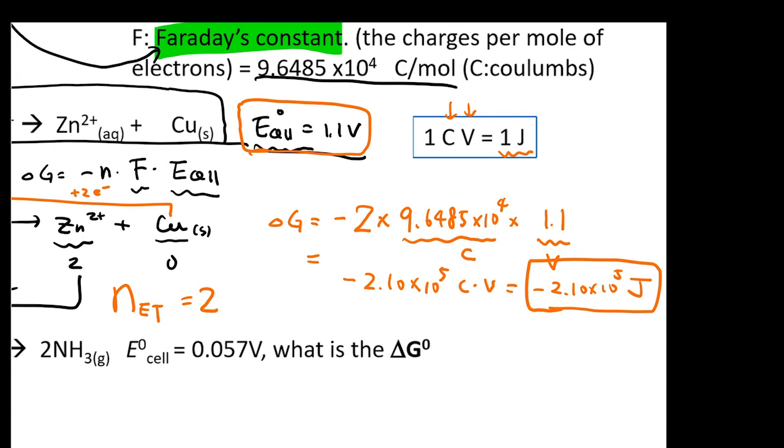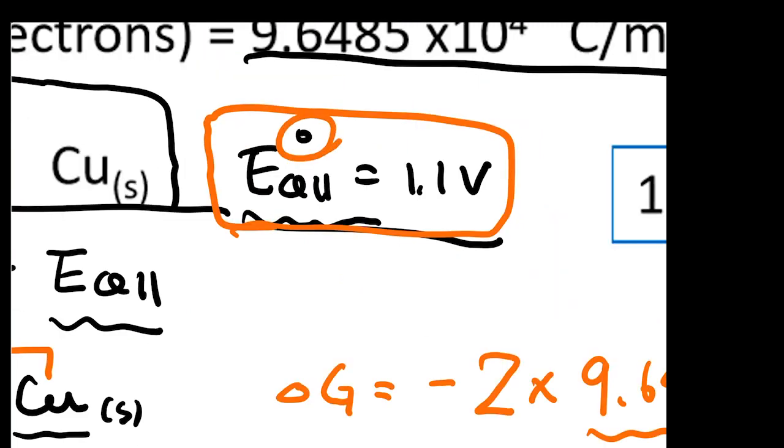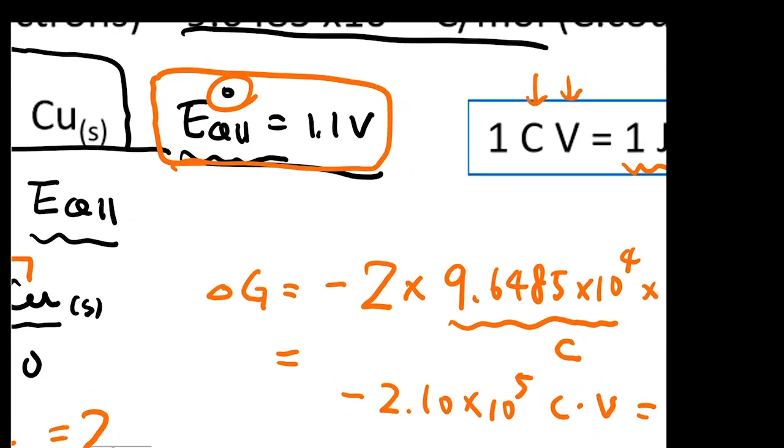Another thing I want to mention is that I put not just Ecell. You see this little circle on the top right corner? That means the thing was measured under standard conditions. Since we use E naught cell, the delta G here is also going to be the delta G naught. As long as you perform the calculation under standard conditions, the delta G you calculate becomes a delta G at standard condition.